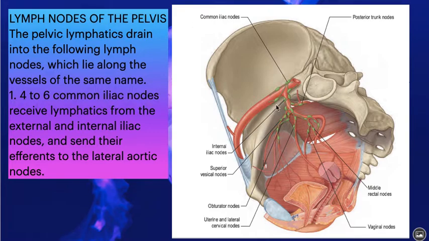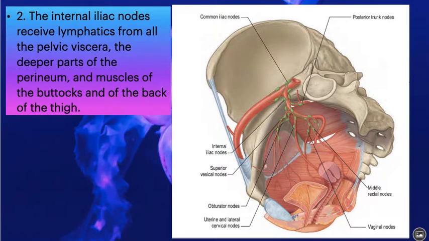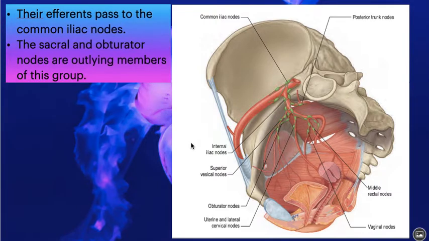The pelvic lymphatics drain the following lymph nodes. Okay, number 1, 4 to 6 common iliac nodes. The common iliac nodes receive lymphatics from the external and the internal iliac nodes and send their efferents to the lateral aortic nodes. Then the internal iliac nodes over here receive lymphatics from all the pelvic viscera and the deeper parts of the perineum, the muscles of the back and that of the thigh. Their efferents pass to the common iliac nodes.